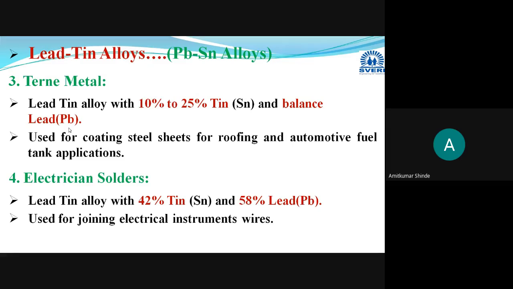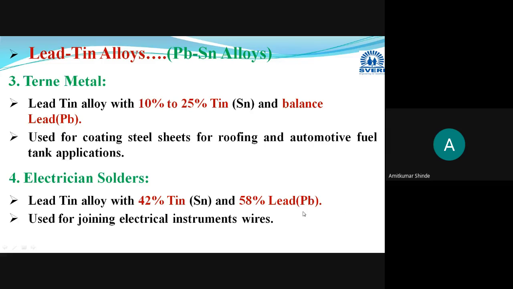Then the next solder is the electrician solder. Its general composition will be 58% lead and 42% tin. As the name itself indicates, it is the electrician solder. Why is it termed the electrician solder? These soldering materials are used for joining the wires of different electrical instruments. It may be a TV, radio, or whichever appliances you are using. Your different home appliances will have some wires. To join those wires, this solder is used, that is termed the electrician solder. Its composition will be 42% tin and 58% lead.